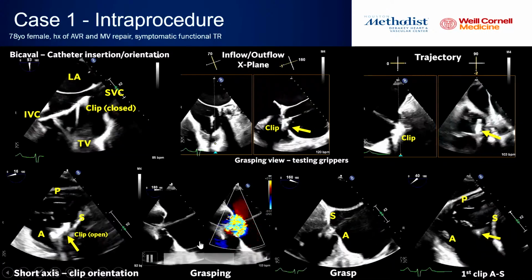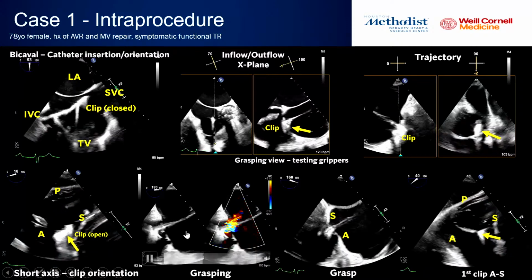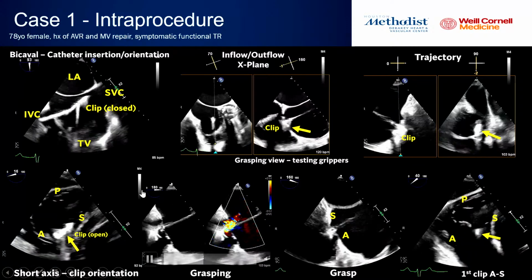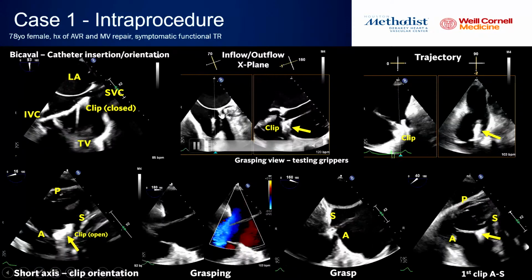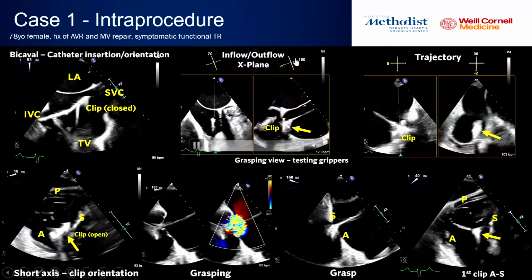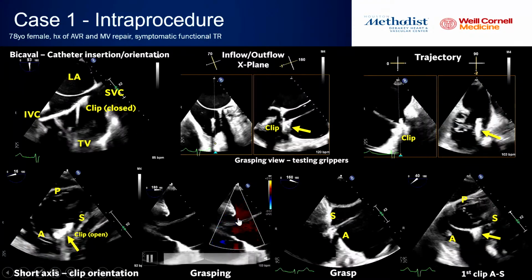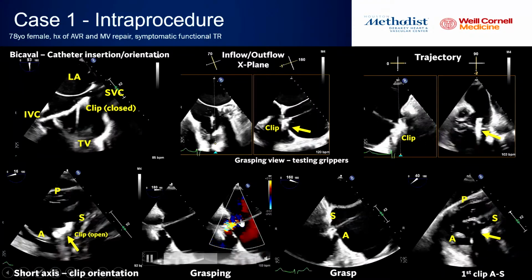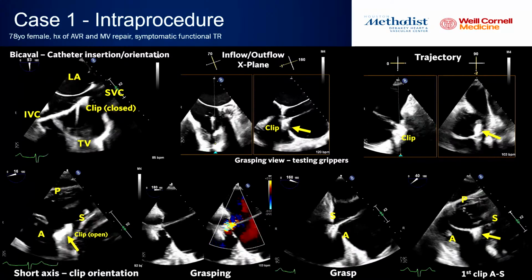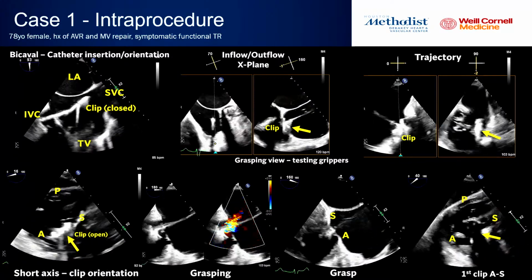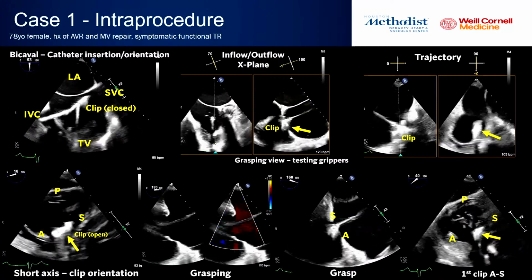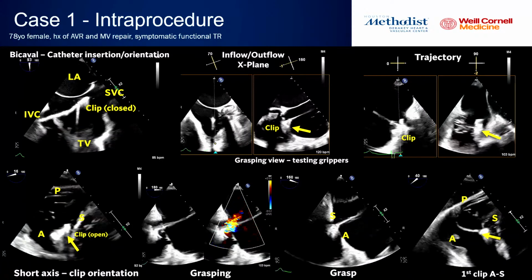On the next view, we're gonna be ready to grasp. It is important that we get a dedicated grasping view. So here we found out kind of where it would be, and then here we did a color compare. We do the color compare to confirm that that's gonna be the region of interest, like if we're grasping the leaflets where your jet is the biggest.